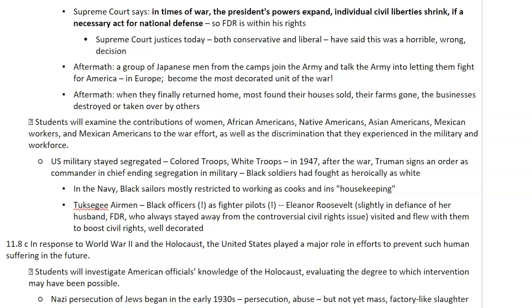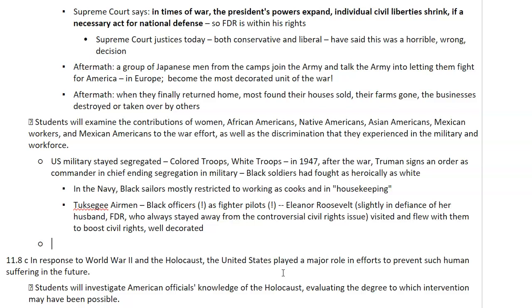In the Navy, black soldiers were mostly restricted to working as cooks and in the housekeeping department, what was called steward's mates. In the Army, you did have things like the Tuskegee Airmen. Remember the Tuskegee Institute? Booker T. Washington, helping African Americans in the late 1800s and early 20th century train for jobs. Well, during the war, that becomes home to a fighter pilot training school. And the entire unit, because it's segregated units, is black.